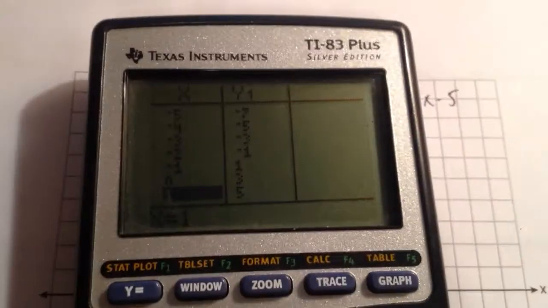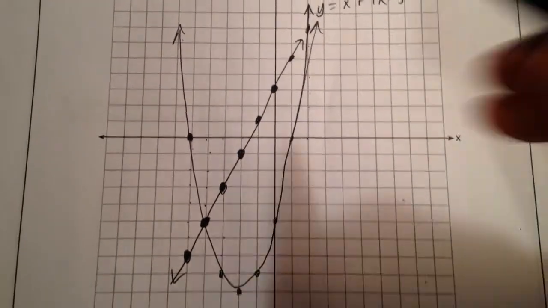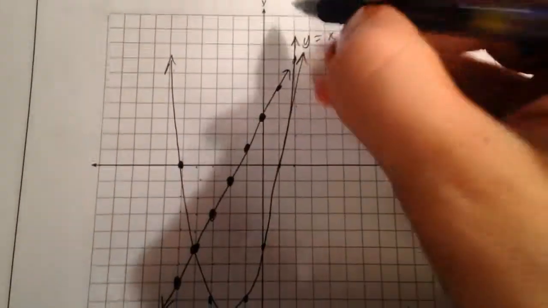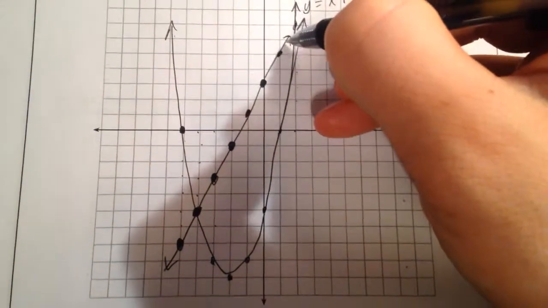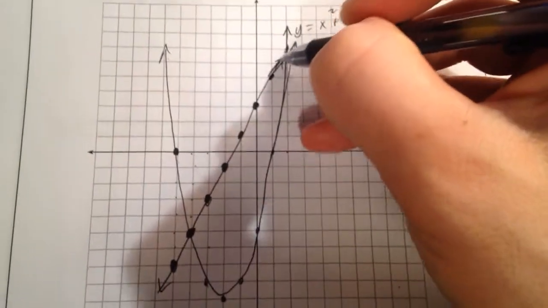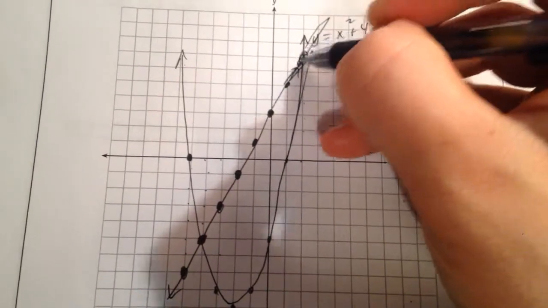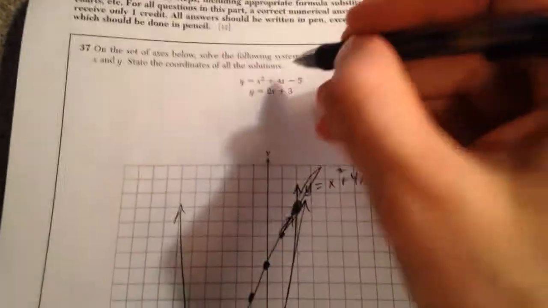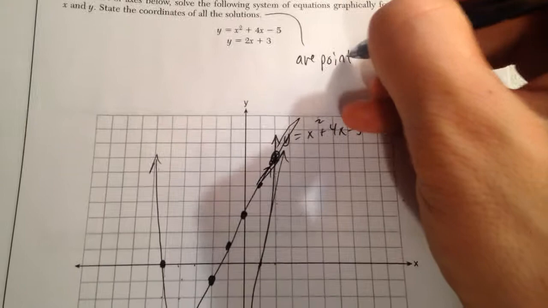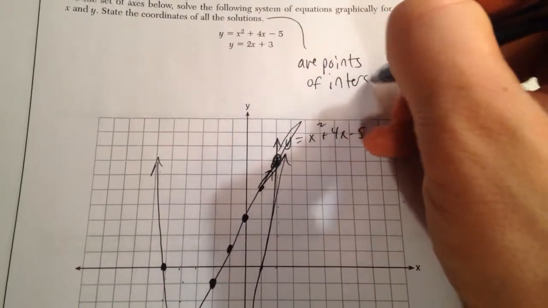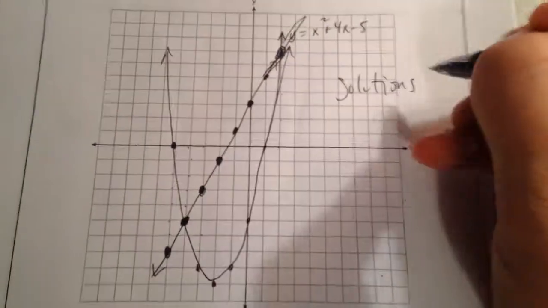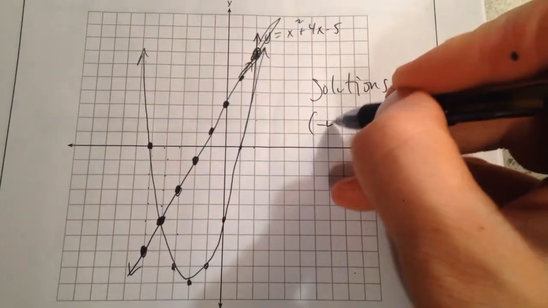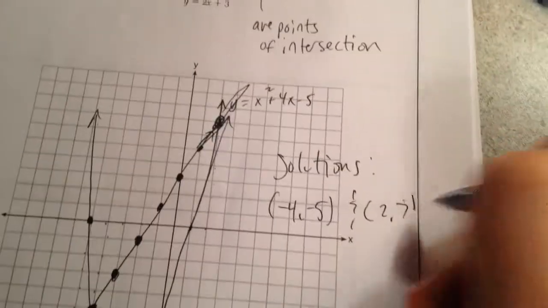Let's plot those 7 points. If you plot your line, it looks something like this. These are the 7 points that I got. The reason why we want to extend our parabola as far as possible is because this line actually does intersect. It's just further past. Okay, so the coordinates of the solutions are the points of intersection. So the solutions are the points -4, -5, and 2, 7.